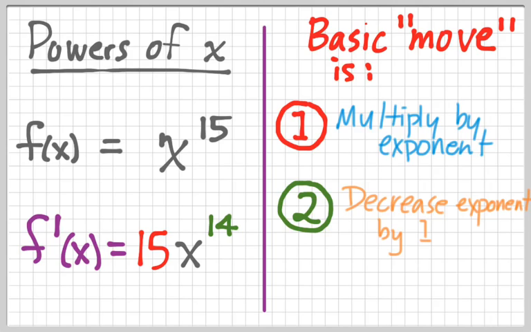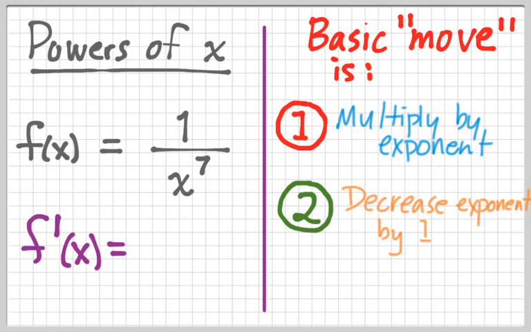Okay? This basic move for the powers of x is more flexible than it might appear, because there are a lot of expressions in algebra that are secretly powers of x, but don't look like it when you first see them on the page. X to the 15th is pretty obviously a power of x. But there are other powers of x that are kind of hiding. Let's suppose I have something like this. f of x equals 1 over x to the 7th. I cannot use the basic move yet to take the derivative of this expression, because it is not just a power of x. It's something else happening to a power of x.